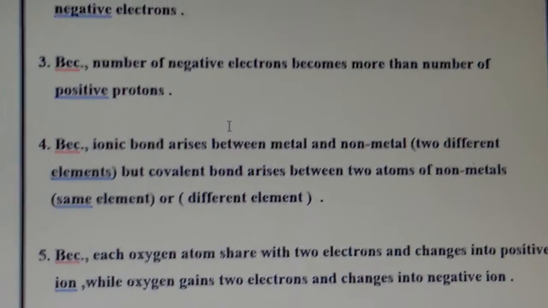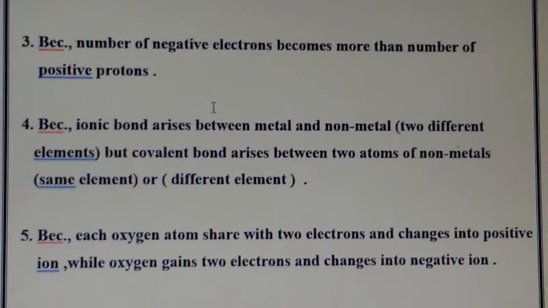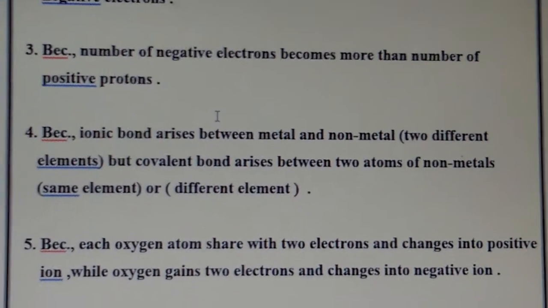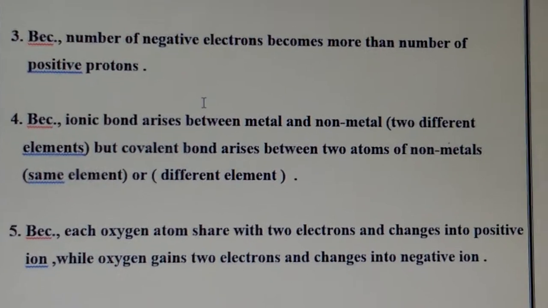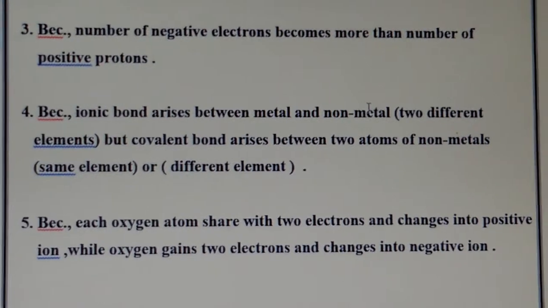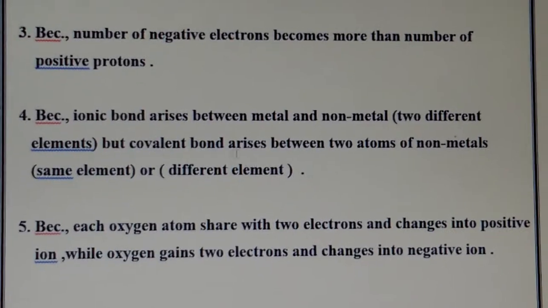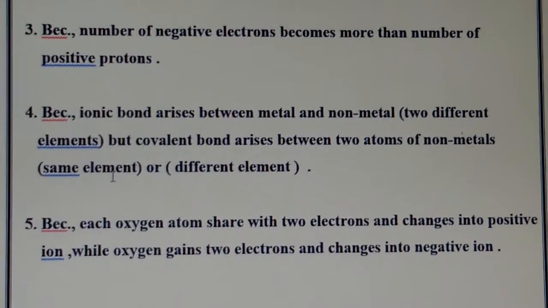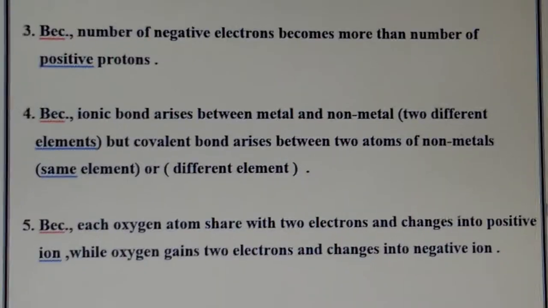Number 4, ionic bonds produce compounds only, not elements, but the covalent bond may produce both types, an element or even a compound. Because ionic bond arises between metal and non-metal, 2 different elements, but covalent bond arises between atoms of non-metals with the same element or different elements.